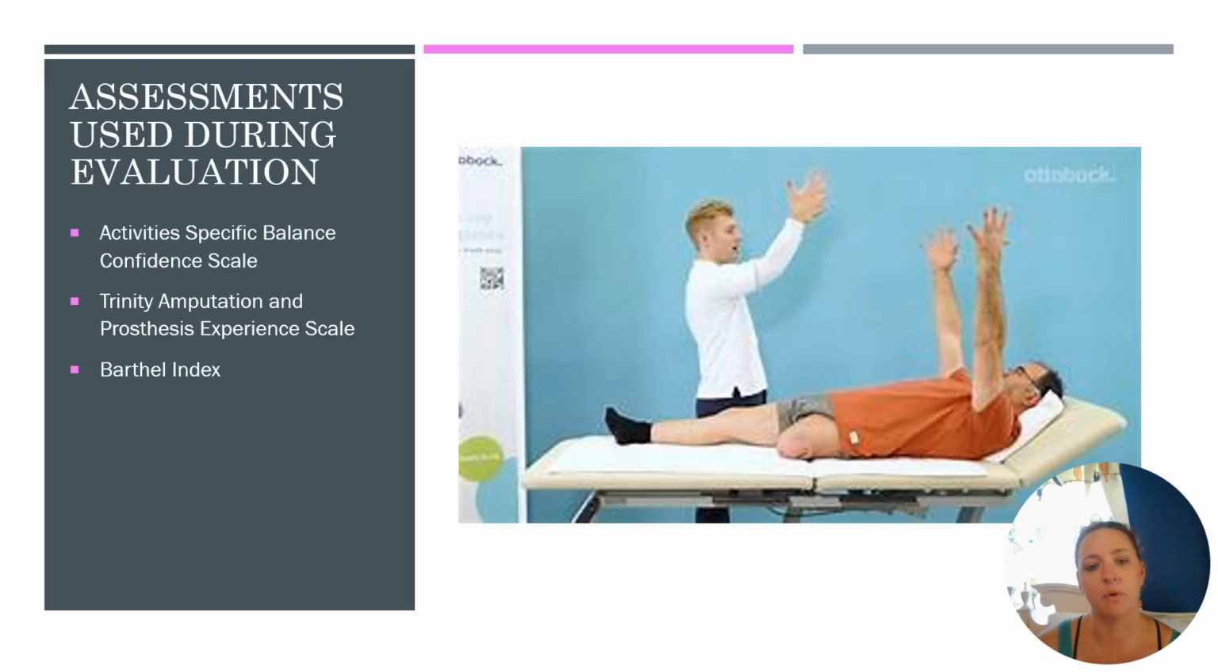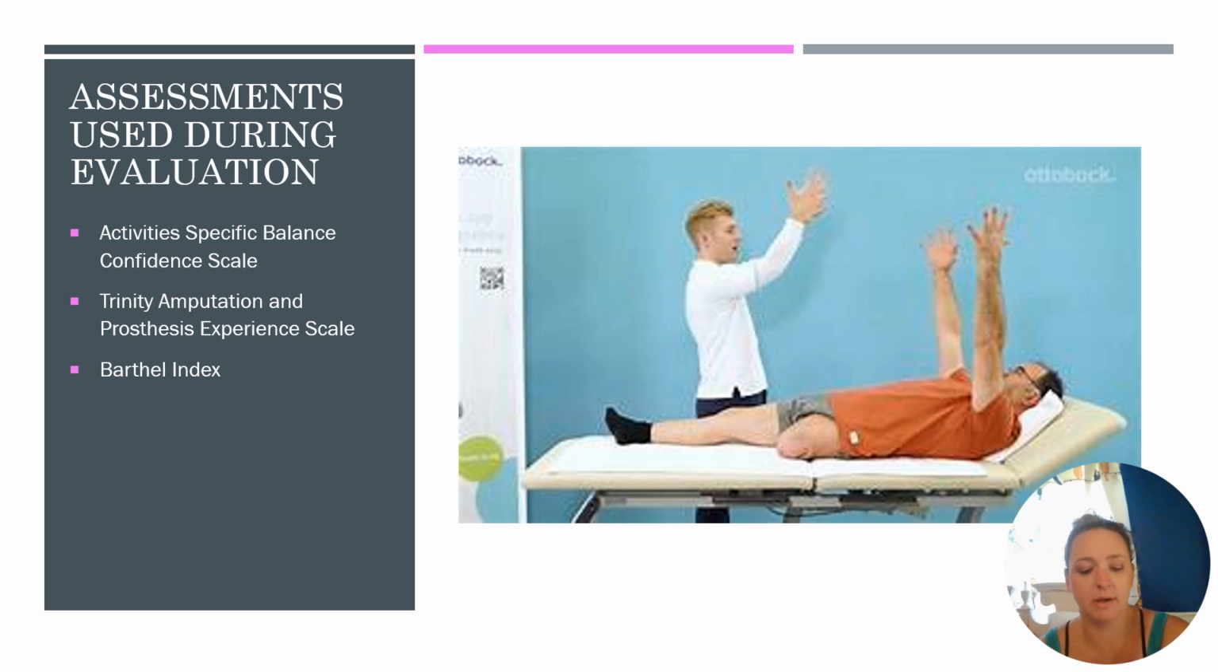Some assessments that we could use during the evaluation is the Activity-specific Balance Confidence Scale, and that is a self-report quality of life outcome measure relating balance confidence to functional activities. We could also use the Trinity Amputation and Prosthesis Experience Scale, and that is to examine the psychosocial issues related to adjustment to a prosthetic, specific demands of wearing a prosthesis, and potential sources of maladjustment.